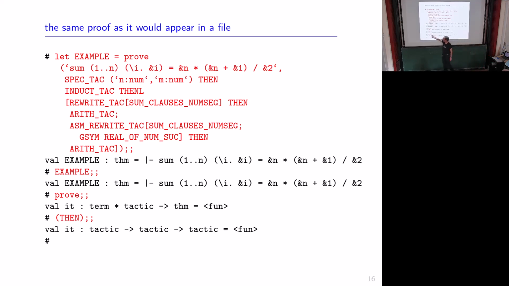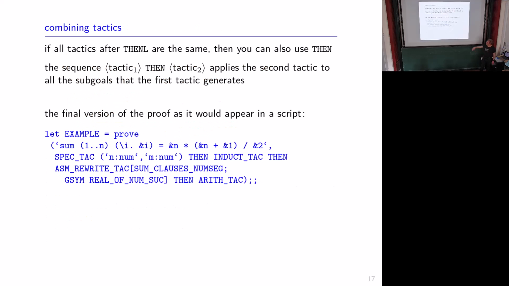Yeah, good. Then and THENL are combinators, so brackets in OCaml means it's an infix thing. Of course you cannot have that as an infix thing, but that's the hack of the front end again. It turns out if after the THENL all the tactics are the same, you can just use THEN. So if you do tactic 1 THEN tactic 2, it applies the second one to all the subgoals generated by the first one. And it turns out if you do the SIMP rewriter on the 0 case, it also works. So you can simplify this. So this is actually what would go in the file if I would do this for you.